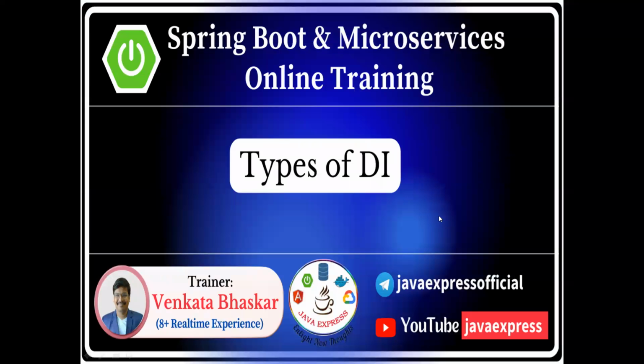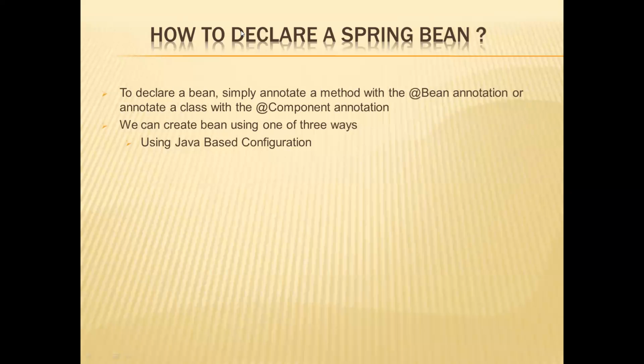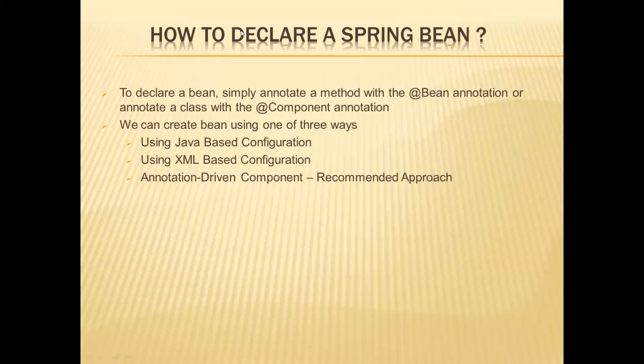Today we are going to discuss the types of DI, which is nothing but dependency injection. In yesterday's session, we covered what an IOC container is and how to declare a Java bean with some kinds of approaches. What are the approaches we discussed in the last session? We are using Java based configuration, and we also discussed annotation driven components.